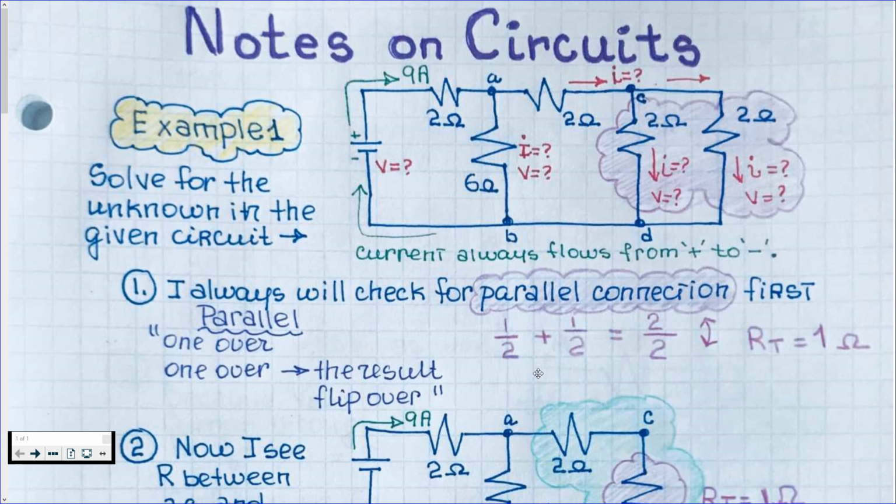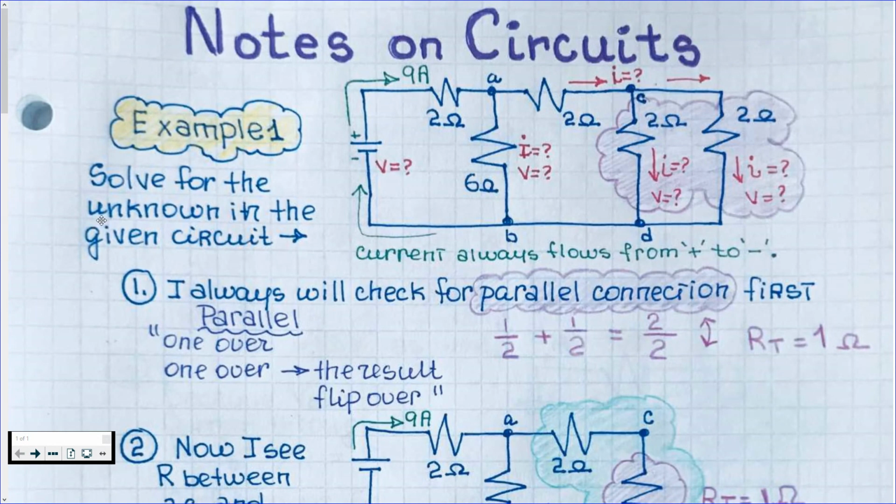These are the notes for AP Physics and Physics students on how to solve circuits. Our example has one resistor of 2 ohm, another resistor of 6 ohm, another of 2 ohm, another 2 ohm, and one more 2 ohm resistor. The voltage is not given, but what is given is the current. The current is 9 amps.